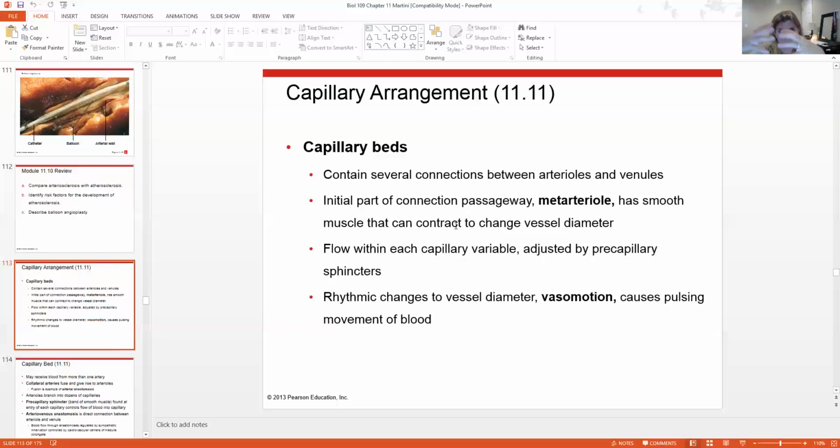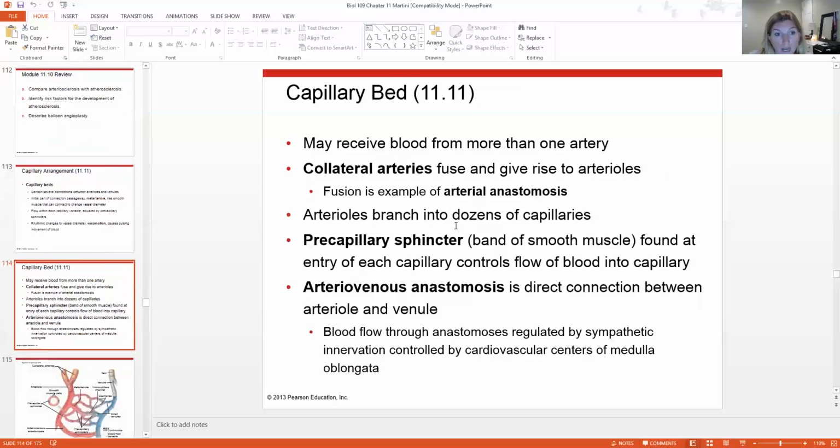Causing this kind of pulsing movement of blood through the tissue. So it's pulsing over here and not over here. And then it's pulsing over here and not over here. And then it's pulsing a little bit in both directions. So that's done through the precapillary sphincters.